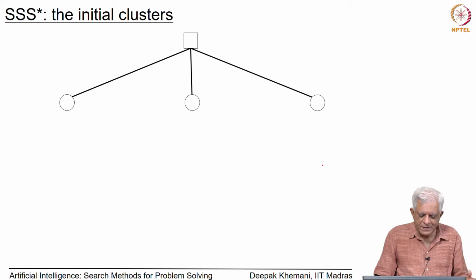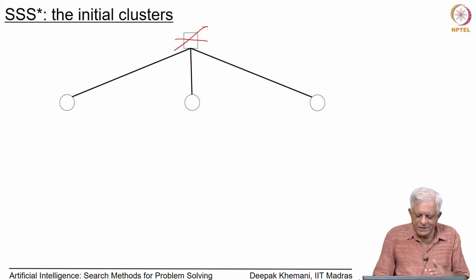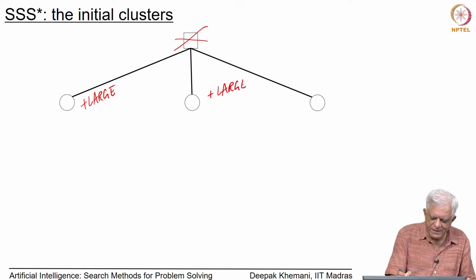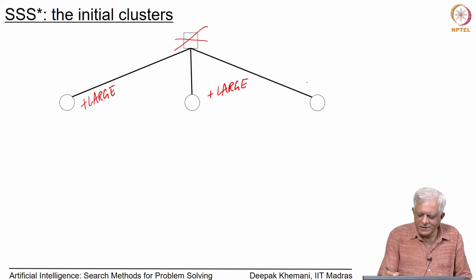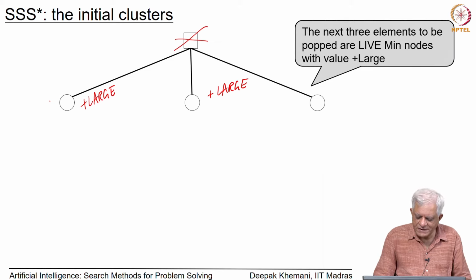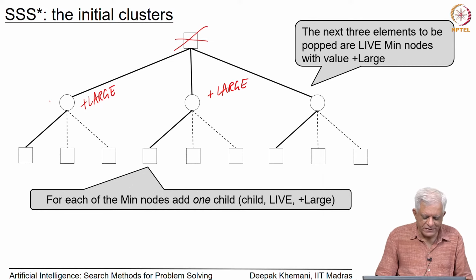At the next level, because we are looking at min nodes, we will pop these 3. So, by the time we have finished the first stage, this has gone out of our priority queue. So, only these 3 nodes remain, each of them has a value of plus large. It does not matter which one we pick, but most implementations will treat a priority queue with equal values as first in first out. So, the first one will get extracted first, and for each of these children we will add one child with a value of plus large essentially. So, remember that is how we construct the initial clusters.